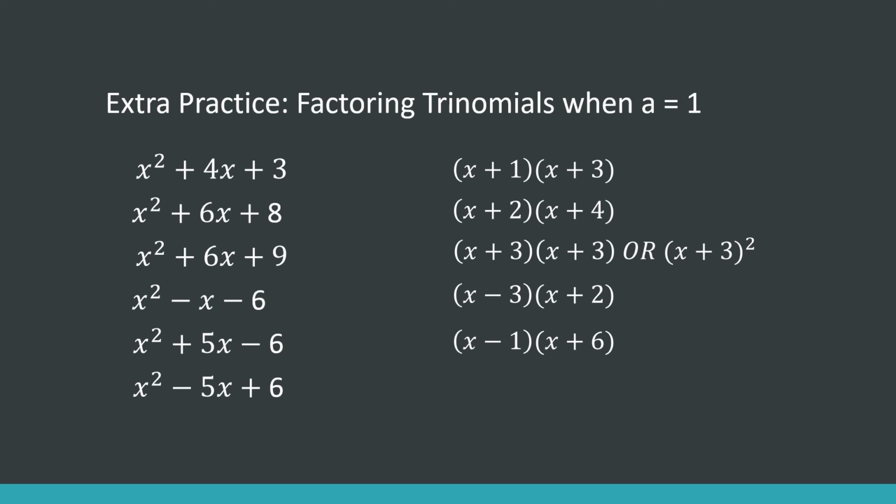x squared minus 5x plus 6. Now notice that's the same thing except for some signs that are different on the last one. So you're dealing with the same factors. Okay, the answer is x minus 2 times x minus 3. So negative 2 times negative 3 is positive 6, and then negative 2 plus negative 3 is negative 5. And then the last one here, x squared plus x minus 20. And the answer to that one is x plus 5 times x minus 4. So 5 times negative 4 is negative 20, and 5 plus negative 4 is positive 1.